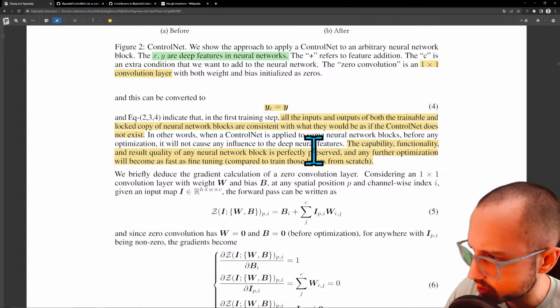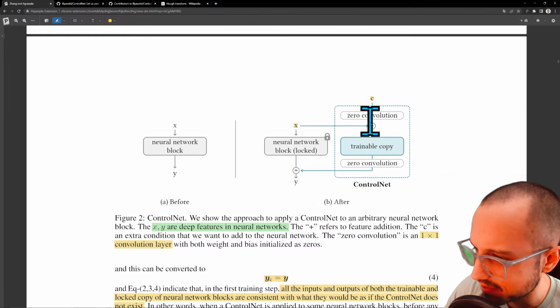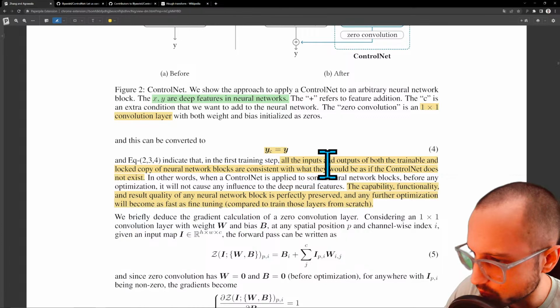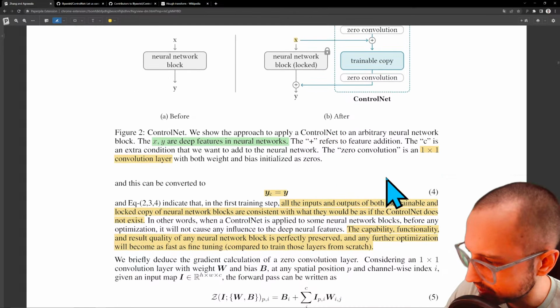I don't really know what they're trying to say here. Basically saying if you leave all of these weights as zeros, then it's as if the control net wasn't there. But what's the point of doing that, right?